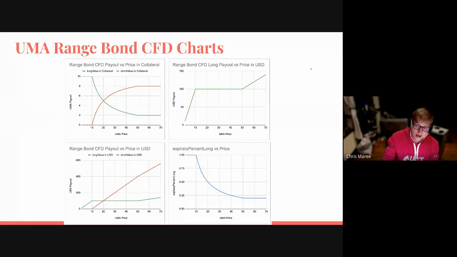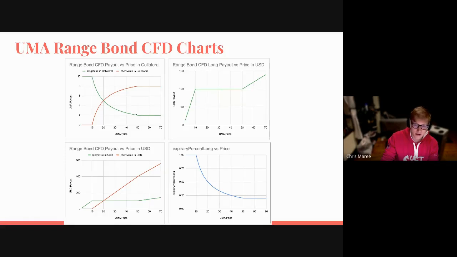If the price rallies past the high level, then the long side receives a minimum amount of UMA, which is then rallying as the price goes up. And we can see how the collateral, the number of UMA, is shifting over this range. So if the price is less than 10, looking at the green line here, we can see that the maximum number of UMA that the long side will get is 10, right? And that's the maximum loss that the short side will also take on.